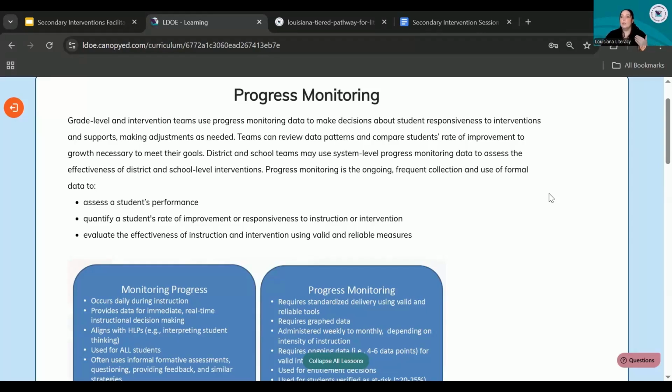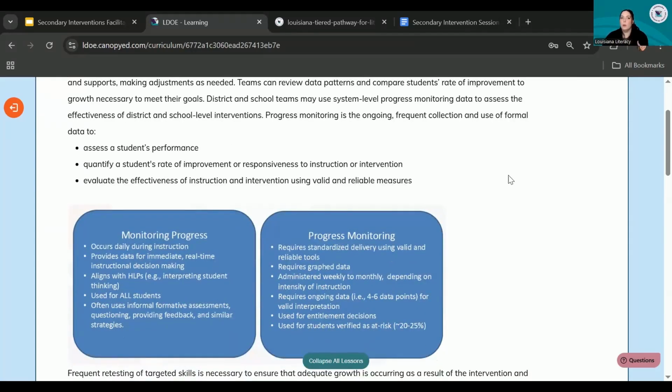You should be using that data to really give that student the most individualized support that they could possibly have. That data from your progress monitoring will show that student's rate of improvement, and you can compare it to that aim line we talked about earlier to see if they're on target to meet their goal or if something needs to be adjusted from their intervention. So progress monitoring should be ongoing. It should be frequent. It's formal data that you're going to use to assess a student's performance, to quantify a student's rate of improvement or their responsiveness to the instruction or intervention, and to evaluate the actual effectiveness of the intervention and instruction using some valid and reliable measures.